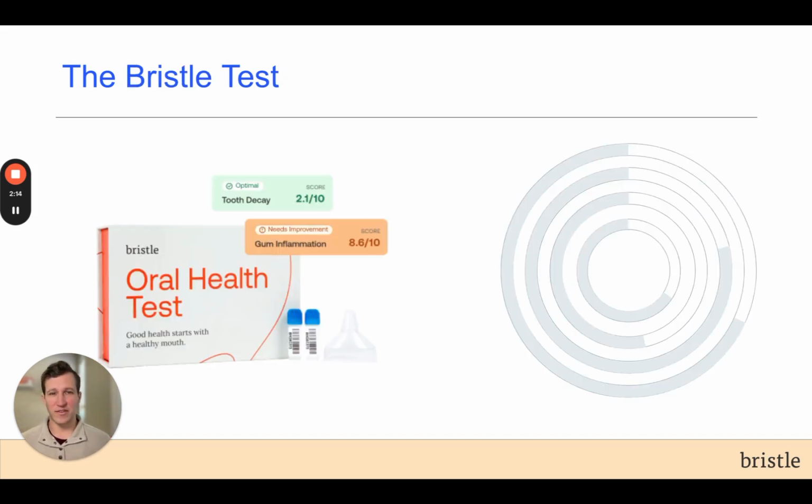The Bristle test identifies and measures all of the bacteria and fungi found in saliva. Through our research, we've identified which bacteria contribute to conditions like bad breath, gum inflammation, and tooth decay, and importantly, which are beneficial to our health. By measuring the amount of bacteria related to each condition, we can give you and your care team insight into how these species may be affecting your oral and overall health. Now we'll jump into the Bristle report to learn more.